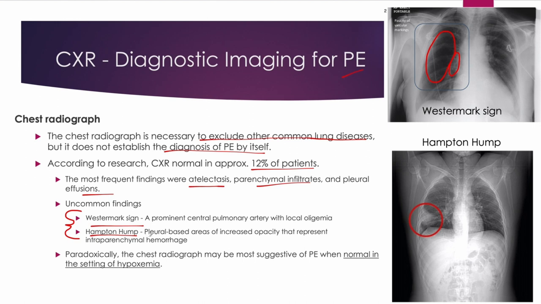Hampton's hump is this area of opacity that represents an interparenchymal hemorrhage. And so you usually get them kind of here on the side. It's like this little humpty hump over here, and it suggests hemorrhage, okay?